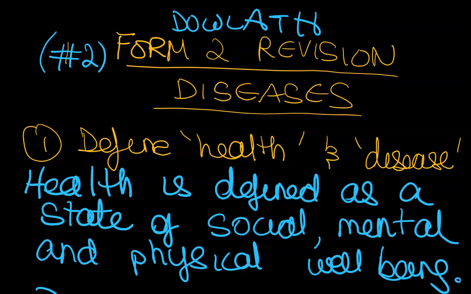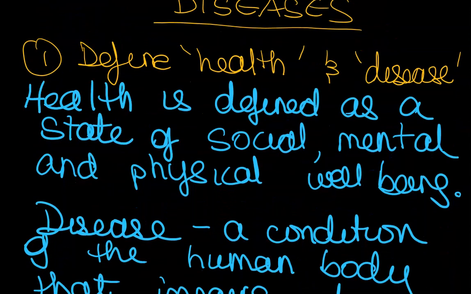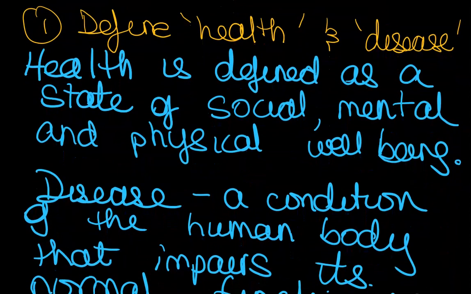So this topic I'm going to touch on today deals with diseases. When we talk about a disease, one of the first things we have to consider is the definition of health and the definition of disease. Health is defined as a state of social, mental, and physical well-being, and it is not only characterized by a lack of disease.